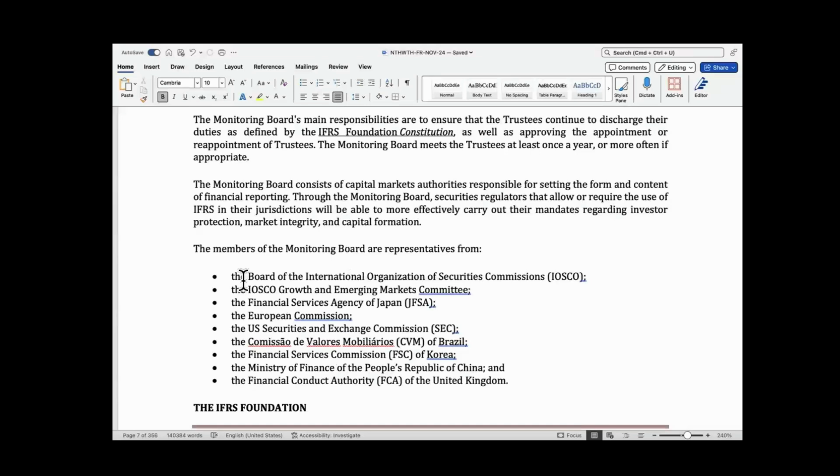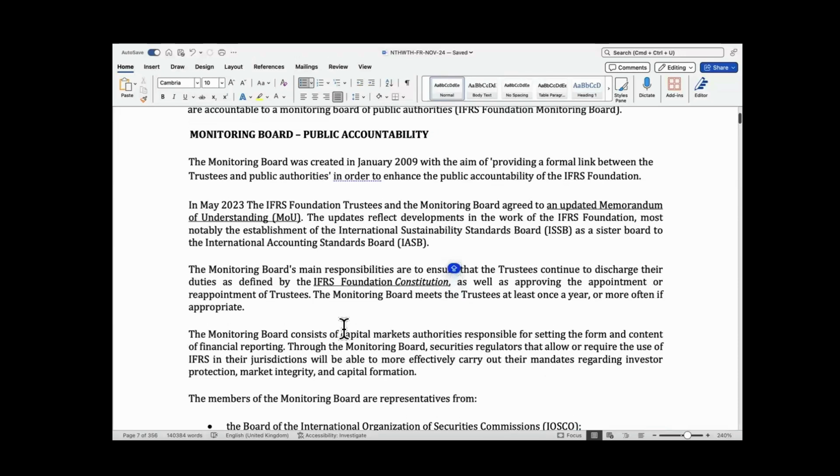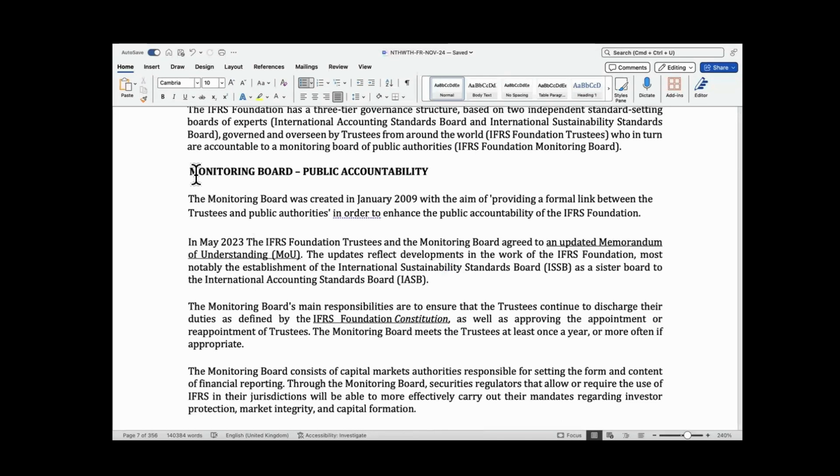I cannot ask you to start listing capital market authorities, but some examples are the Board of the International Organization of Securities Commissions, right? So most securities commissions of most countries belong to this board. The IOSCO Growth and Emerging Markets Committee, the Financial Services Agency of Japan, the European Commission, the SEC of the US, of Korea, of China, of UK, all of them are there. So the first tier is the monitoring board.